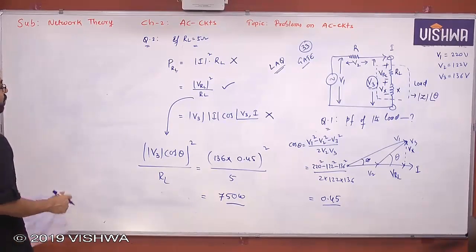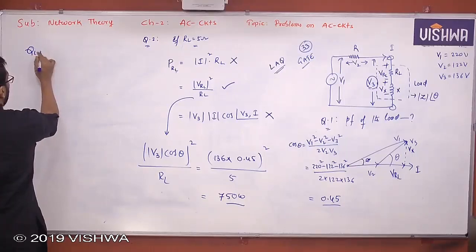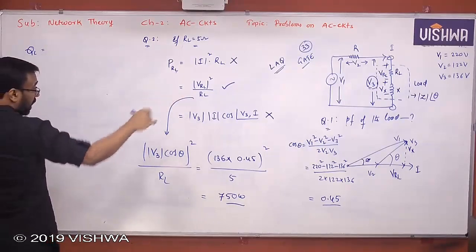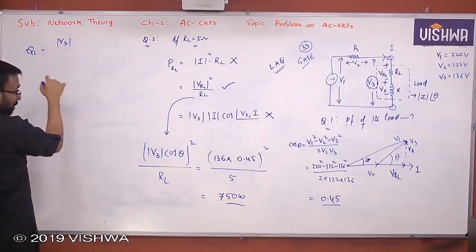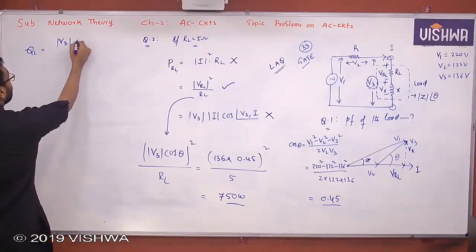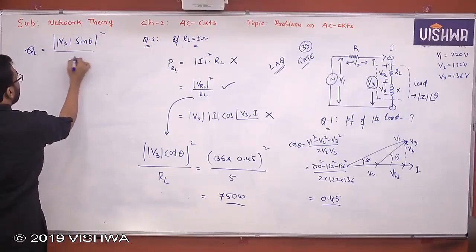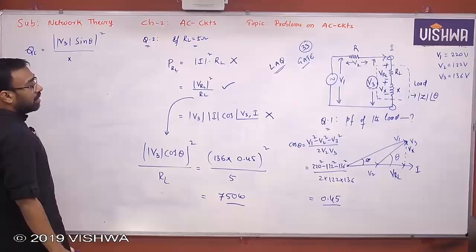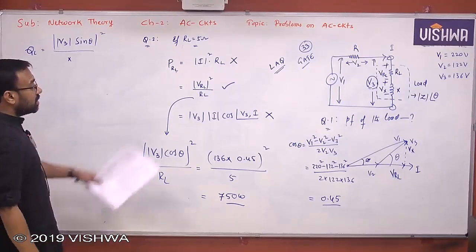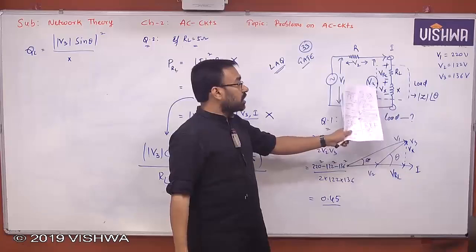If you want to find QRL, that is Q of the load, QX, then you have to use V3 sine theta whole square by X. He did not ask, but I'm just finding out of my curiosity. Actually, I have not given X, therefore I cannot find it. But in case tomorrow he asks, let us say, what is the reactive power consumed or absorbed by the load, then you are supposed to find Vx.